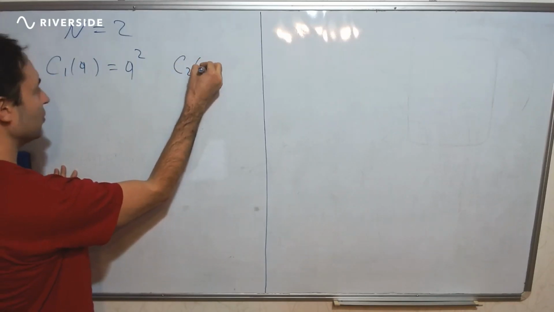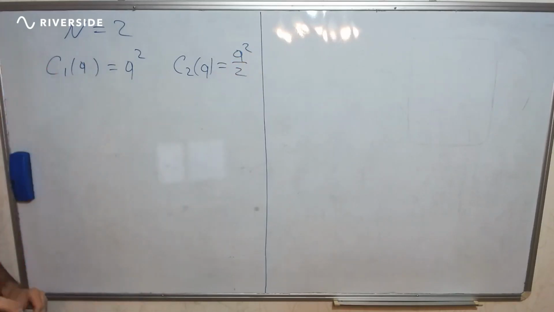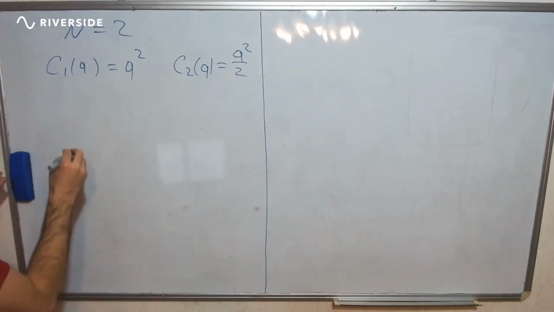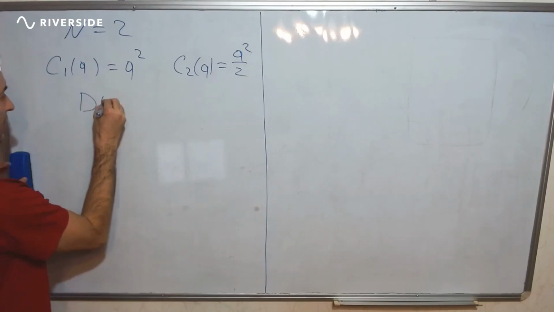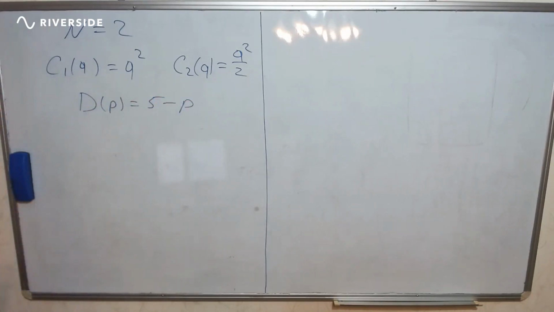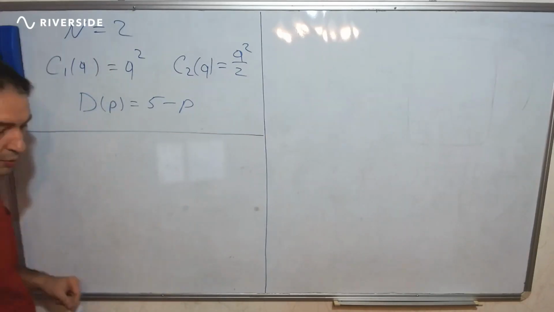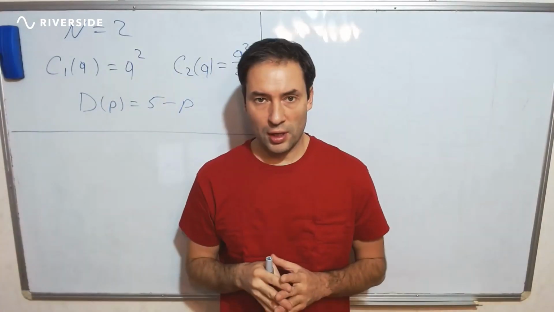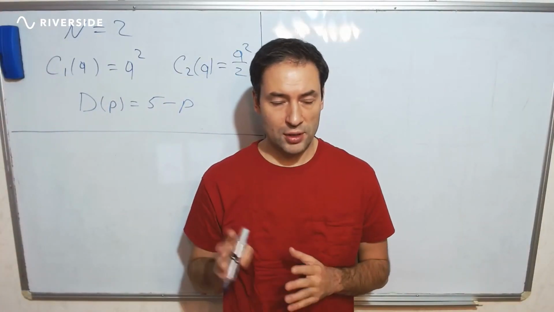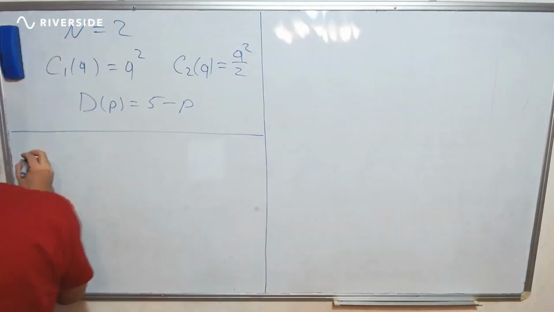Firm two will have almost the same function but divided by 2, so firm 2 is more efficient. The market demand is given by some linear demand function, 5 minus p. So our firms will be picking quantities here, and we actually will solve a lot of things for this setting, and we'll start with a perfectly competitive outcome for comparison.